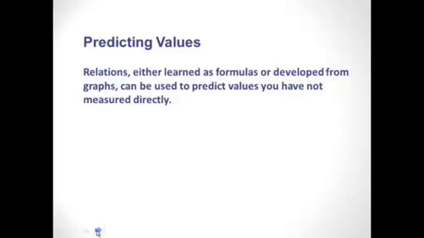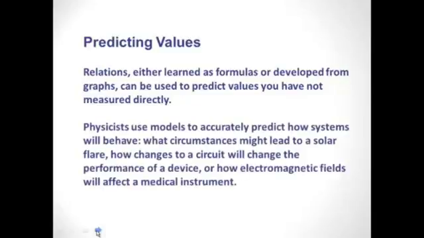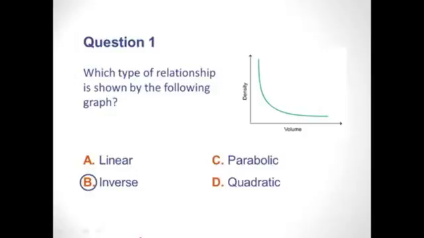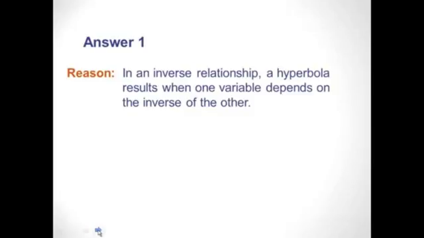The deal about graphs that makes them so useful is that we can derive relationships from these graphs to predict values that we don't know and haven't yet measured. What type of relationship is shown by the following graph? I hope you recognize it as, first of all, being a hyperbola because it's not touching either of the axes. That's a hyperbola, and a hyperbola is the shape of an inverse relationship. So the relationship is inverse, the curve is a hyperbola. That should be pretty much squared away with you.